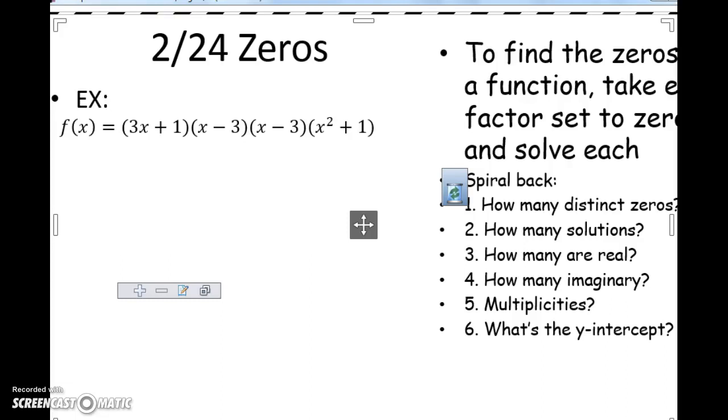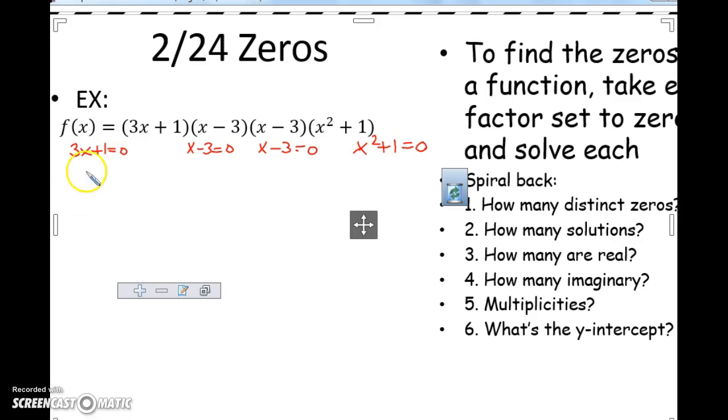So we now know how to solve, to figure them out, right? We take each factor, set it to 0, and we're going to solve, so we can get what the answers are. All right, so we're going to say 3x plus 1 is 0. x minus 3 is 0. And we're going to solve each one of those individually to figure out all of our solutions.